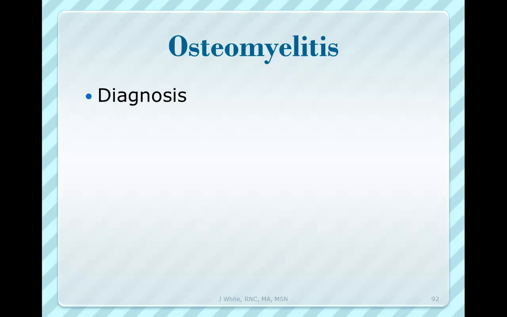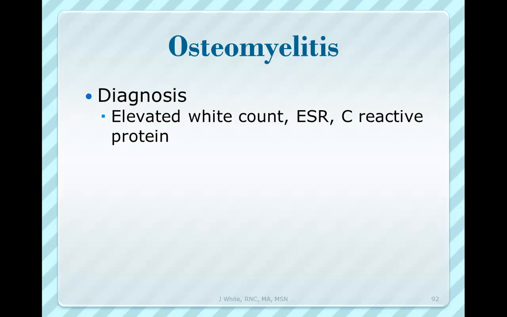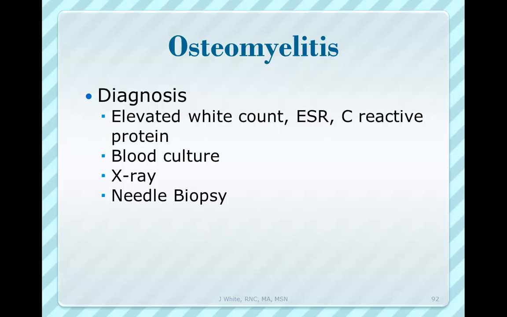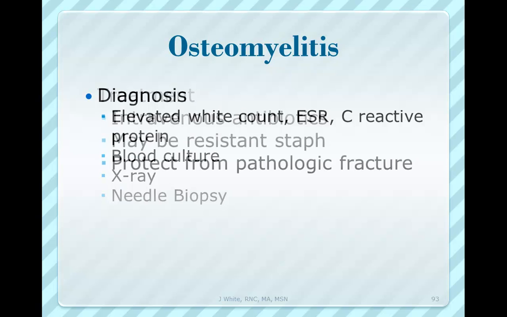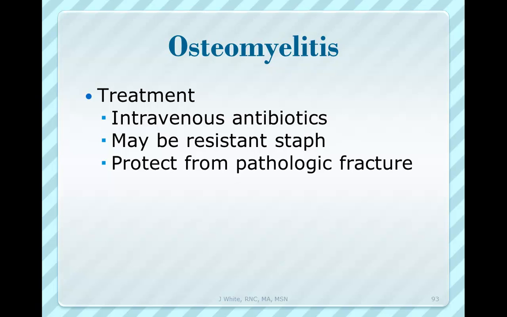Diagnosis, elevated white blood cell count, sed rate, C-reactive protein, that just tells us there's inflammation in the body. A blood culture will identify the organism. Whatever the organism that's in the bone will also be in the blood. X-rays. They may do a needle biopsy. That's not as common because now we have a draining wound. It means they have to be on isolation. They will need intravenous antibiotics.